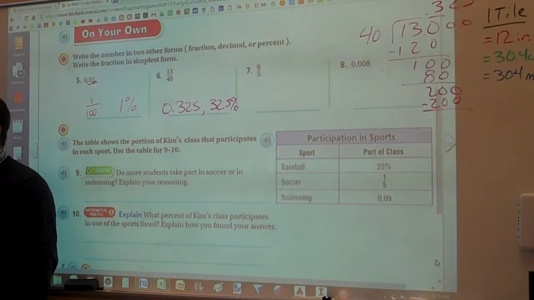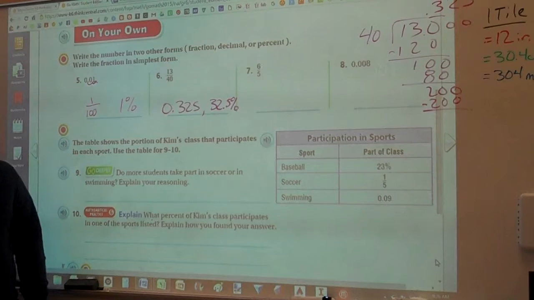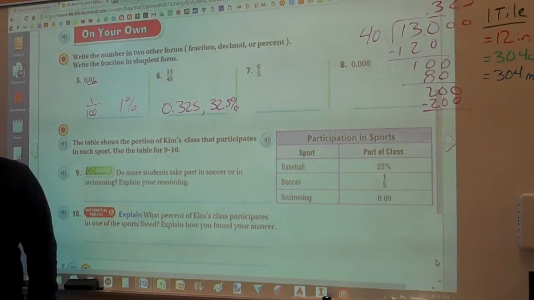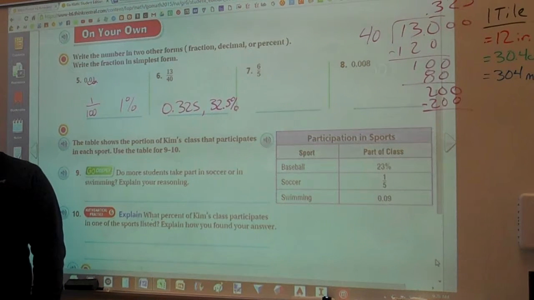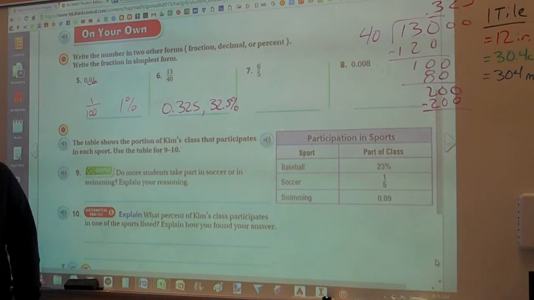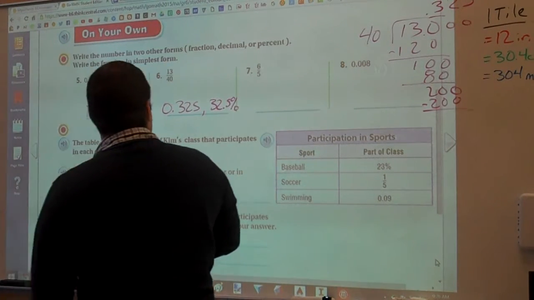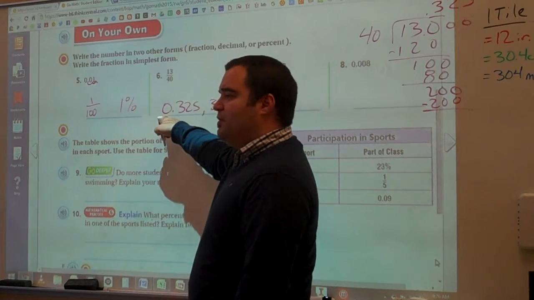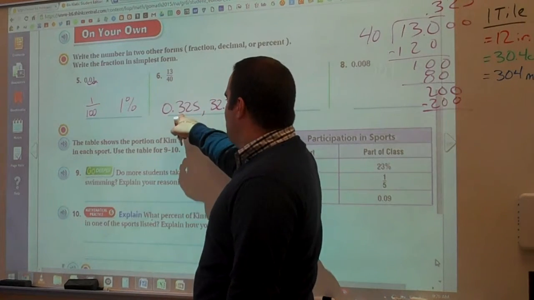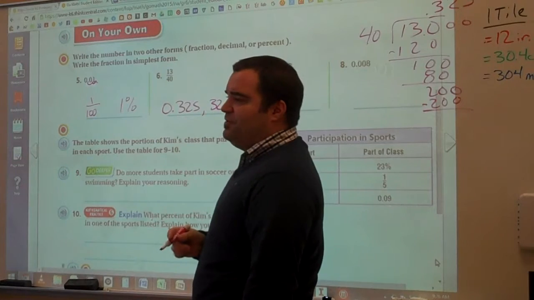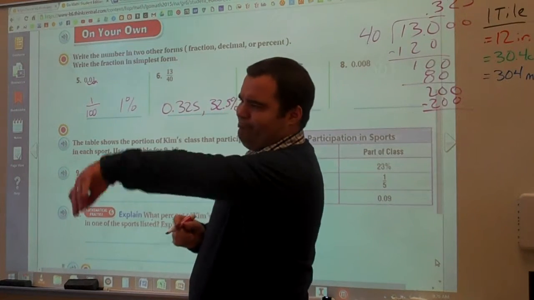But what's the 0 for the percentage? 32.5? You have to put the 0 where? This 0? No, it goes away, if you're moving this to the right.